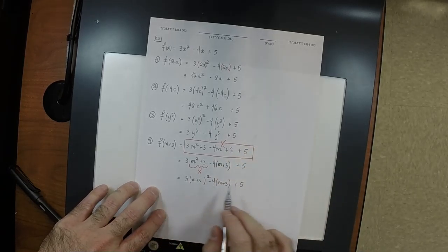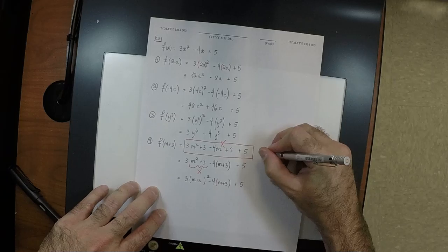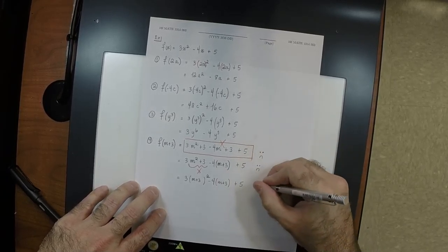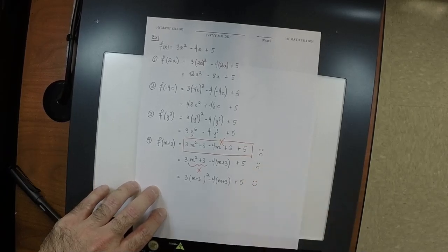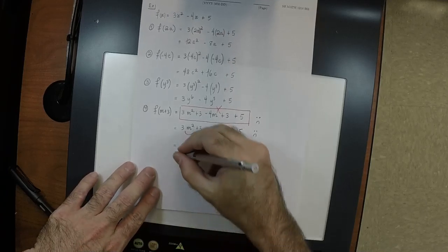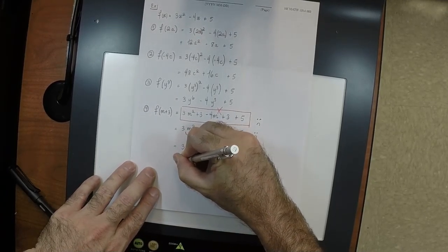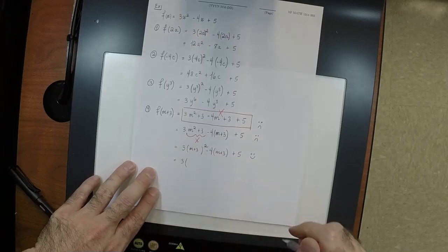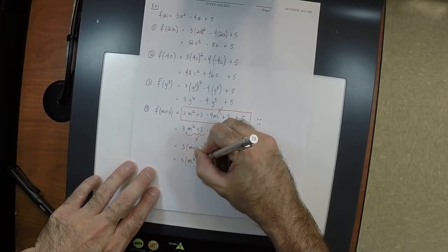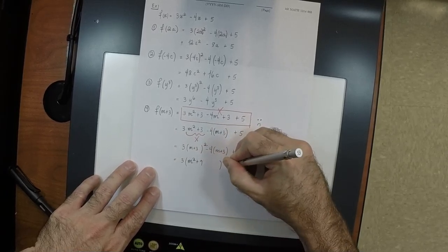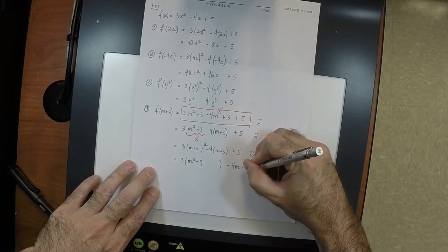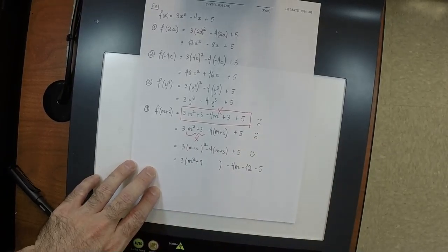Okay, so this is the first line that's right. This one was not right. This one was not right. This one is right. Okay, so now I want you to multiply and collect. So 3 and then what? This would be m squared plus 9, right? And then minus 4m, and then minus 12, and then minus 5. Right?